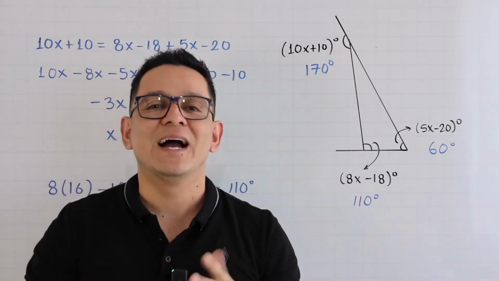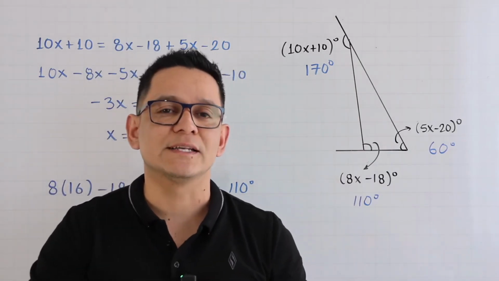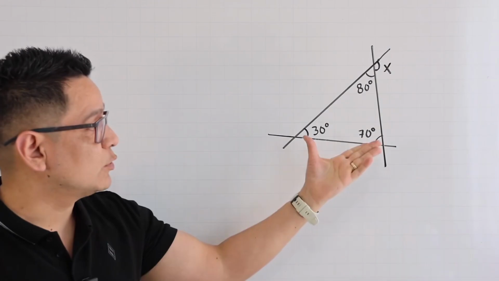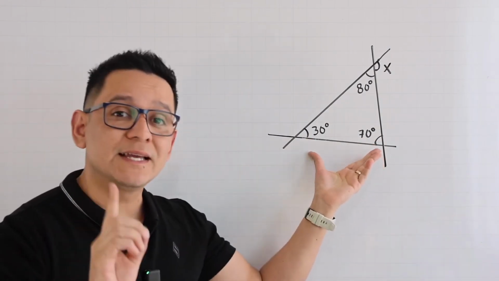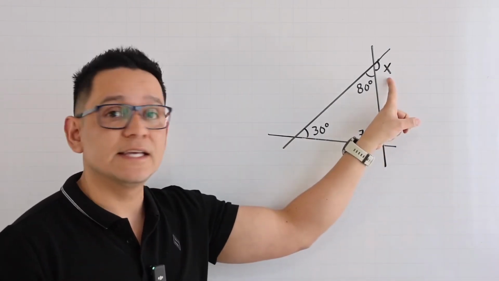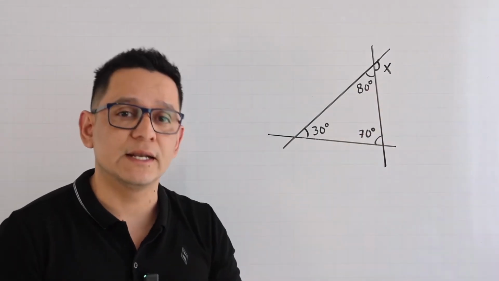And well, before I say goodbye, let me give you the homework exercise. For homework, you're going to solve this exercise. You have to determine the measure of this angle here, which is represented by the letter x.